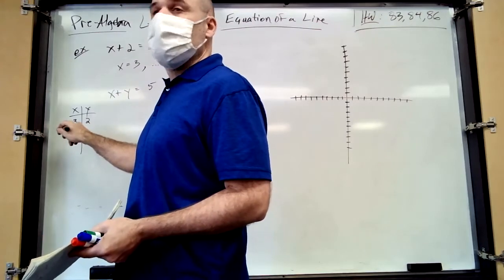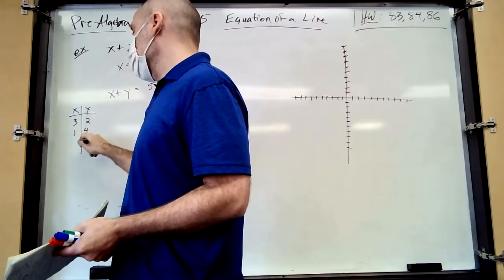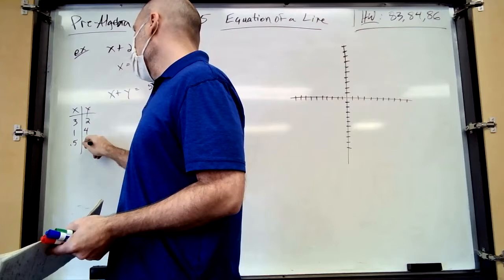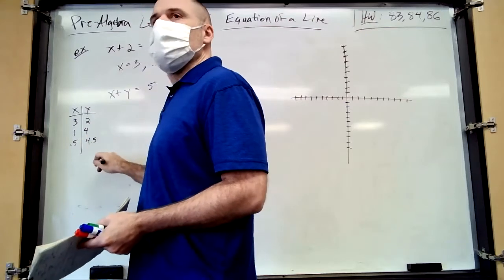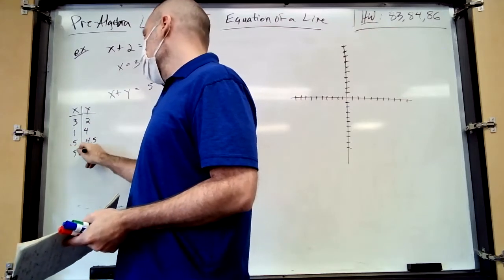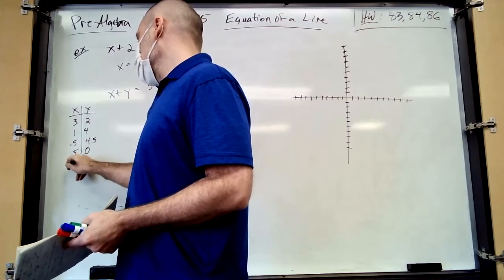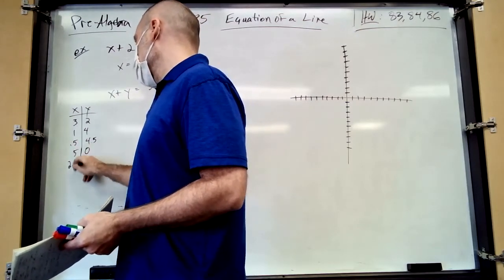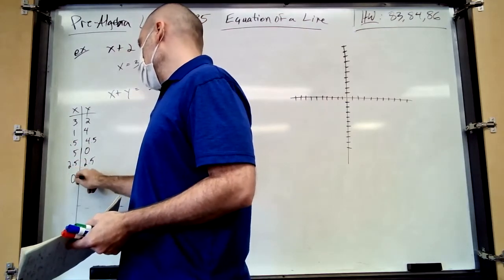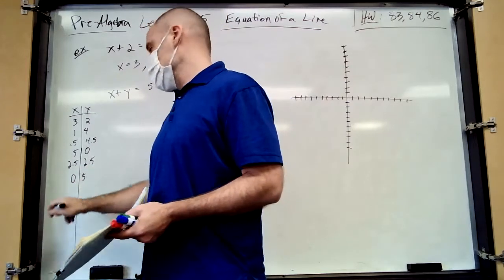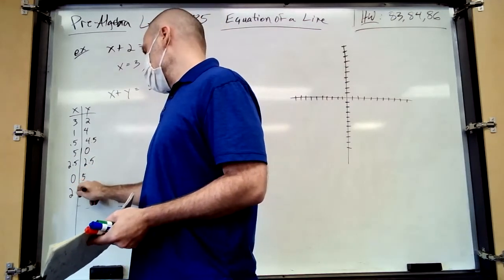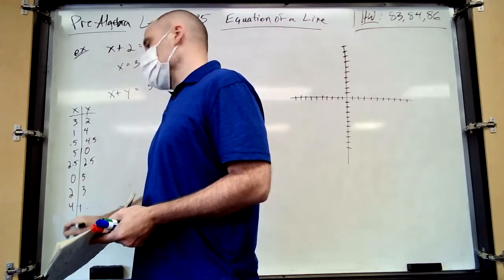0.5 and 4.5. 5 and 0, what else? 2.5 and 2.5, what else? 0 and 5. 2 and 3, what else? 4 and 1, what else?